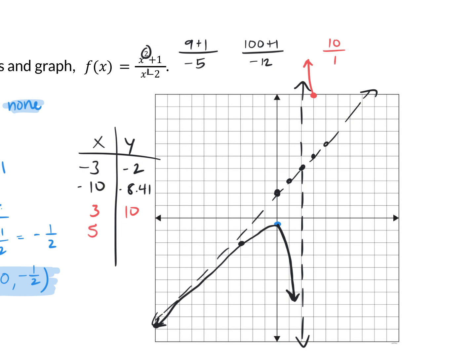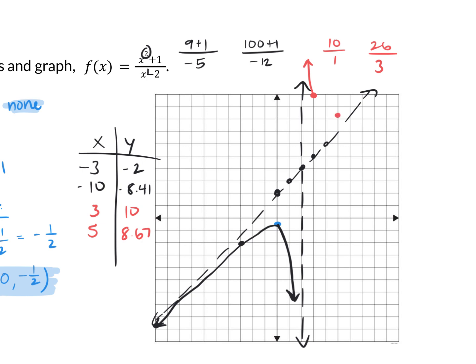5 squared, 25, plus 1, 26. Divided by 3, it's like 8.67, right? So we plot that point. Does it cross yet? No, it does not. 8.67. Is that 5? That's not 5. 3, 4, 5. Oh.